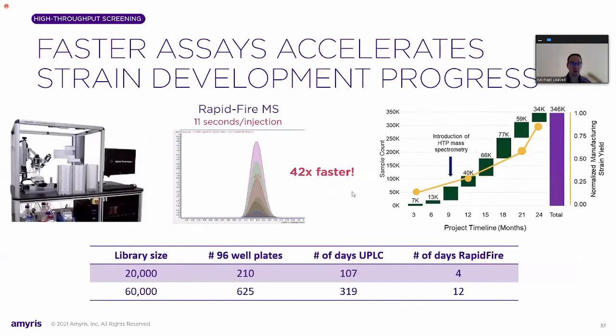So we know and we've learned that faster assays accelerate strain development progress. This is an example from our sweetener program, where you can see the progress graph here. We started off using a very low throughput assay to measure our strains. It was a traditional chromatography assay, roughly 15 minutes per sample.